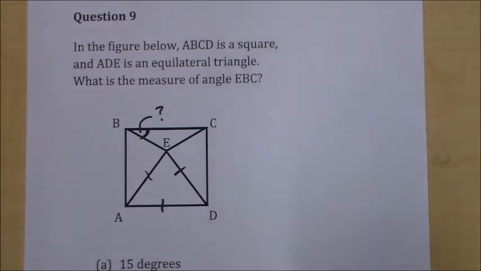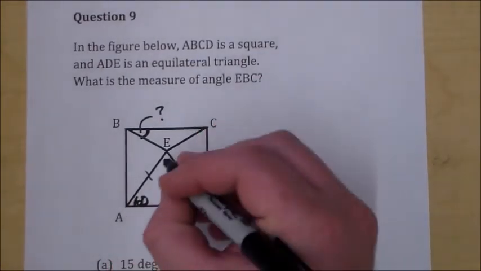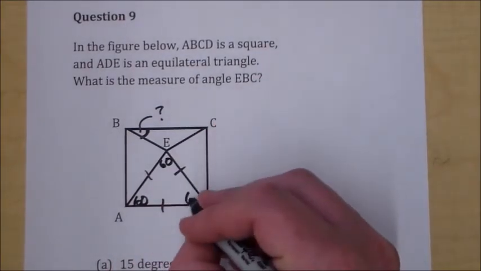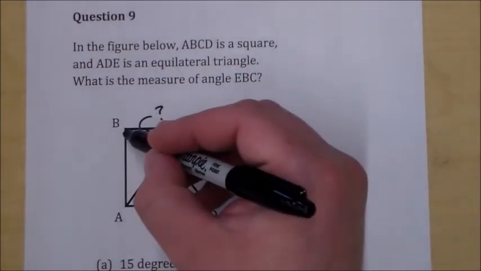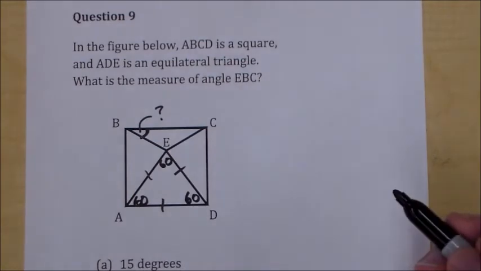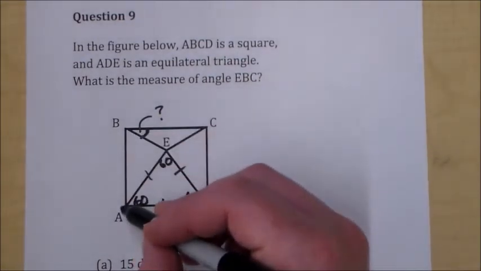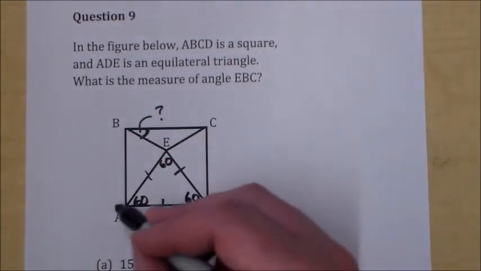Well, how are we going to start? Well, we know this guy's got to be 60. This guy's got to be 60. And this guy's got to be 60. Why? Because that's the way equilateral triangles work. And if this is a square, it has to be 90, right? Because that's how squares work. All the angles are 90 in a square.